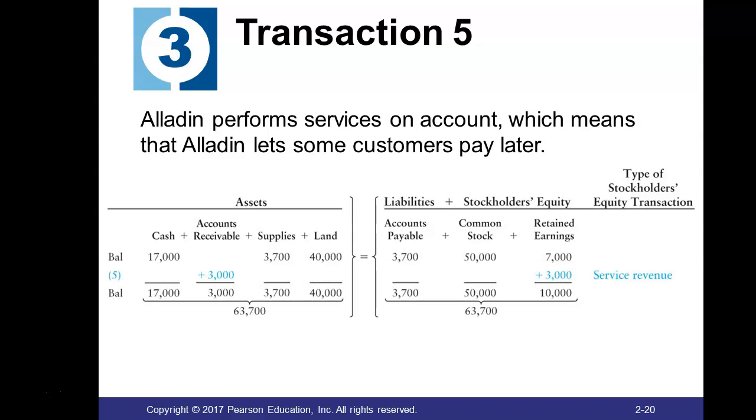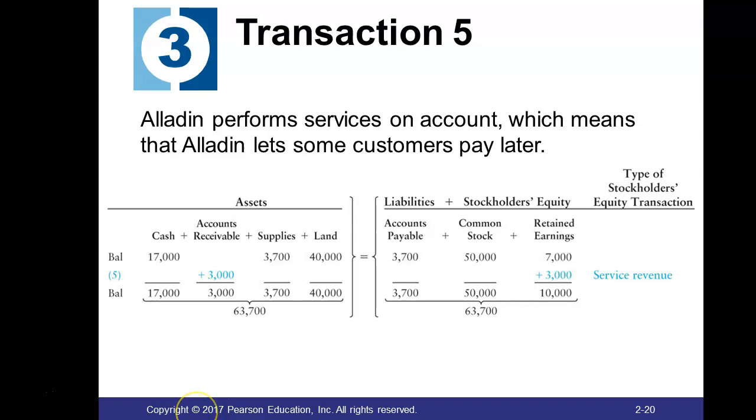We're going to skip over some of the transactions because I really want to go over each one of the different groups. This one here is going to be Alladin performs services on account, which means that Alladin lets the customers pay later. So Alladin provided the work. Accrual-based accounting tells us that we have to recognize revenues when it is earned, not when cash is paid out. So the statements that are going to be affected here are the balance sheet and the income statement. It will not affect the statement of cash flows. Let's talk about this in light of the accounting equation first, and then why the statement of cash flows is not going to be affected here.